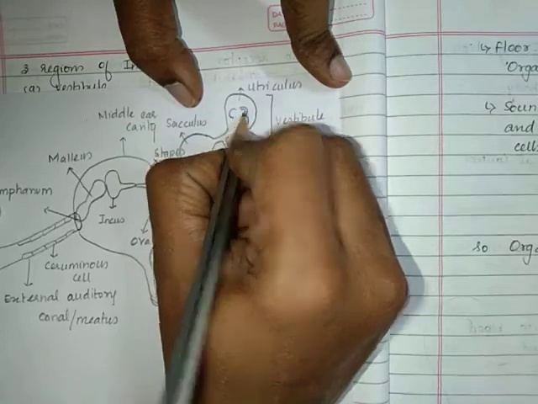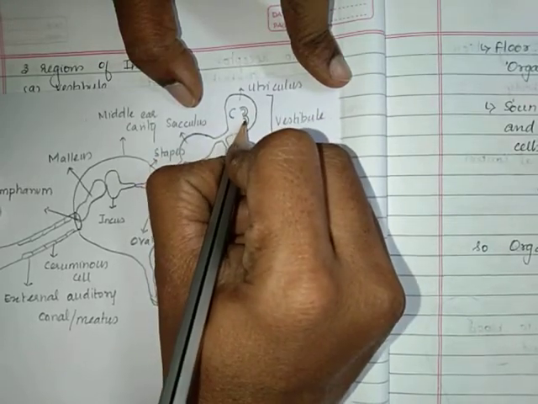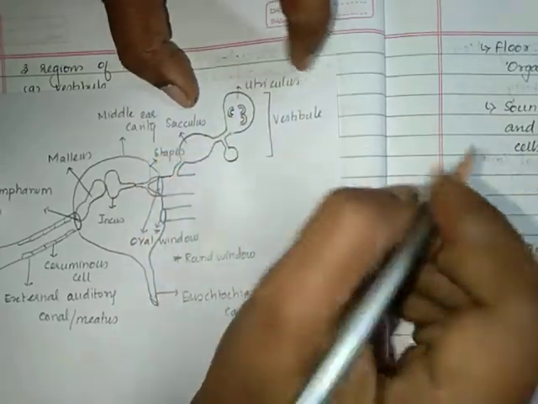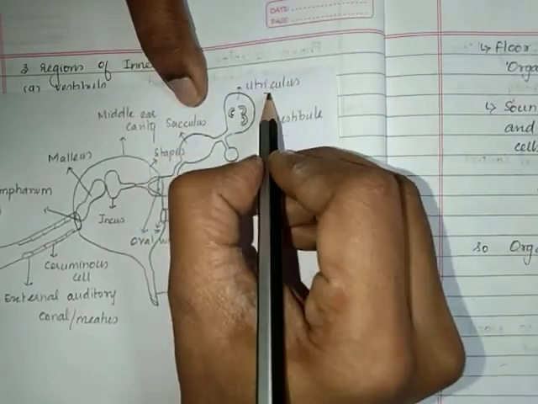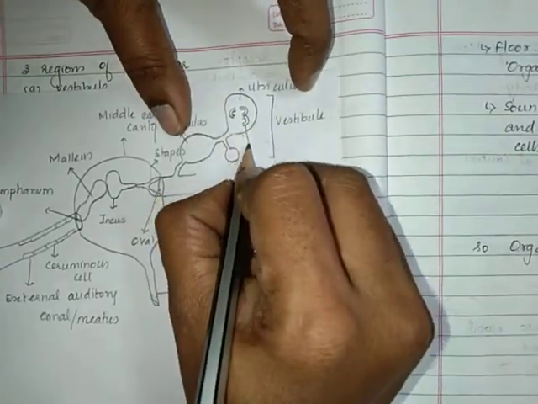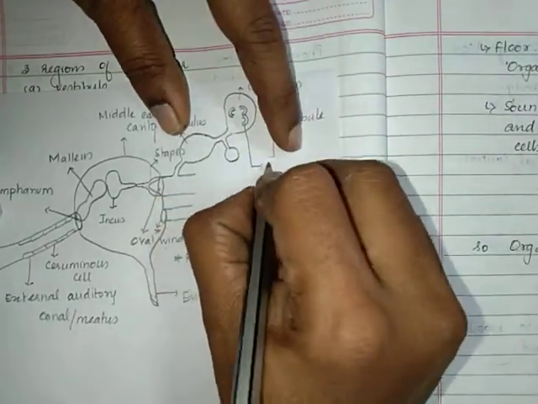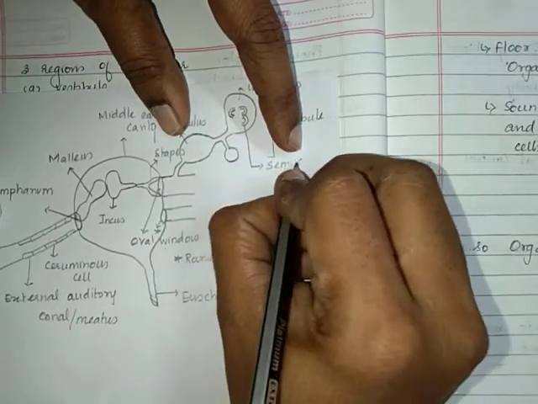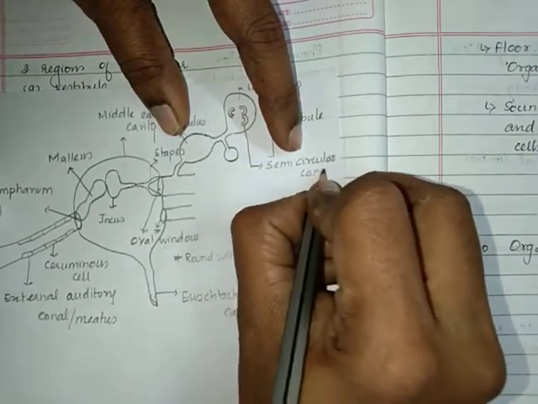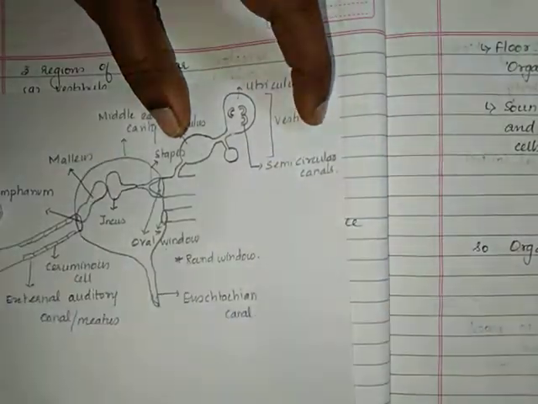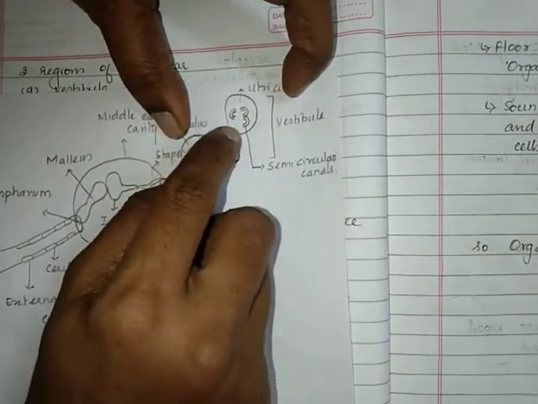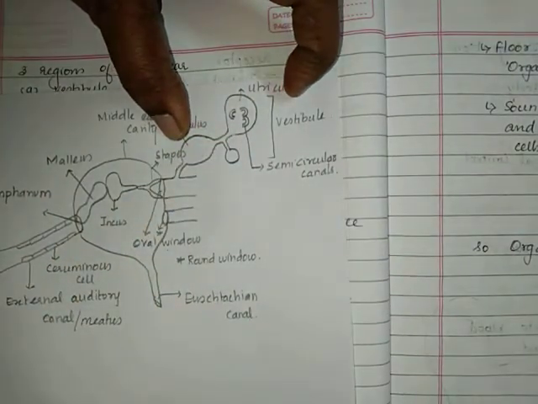So this is one semicircular canal, this is another semicircular canal, and this is another. Three semicircular canals are present on the utriculus. They open internally into the utriculus also. So these are the semicircular canals, and they are going to open into the utriculus. And the opening is called the ampulla.